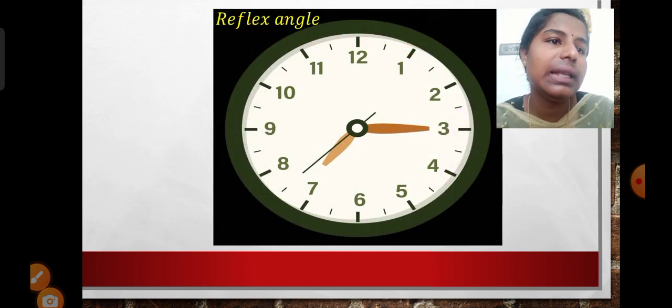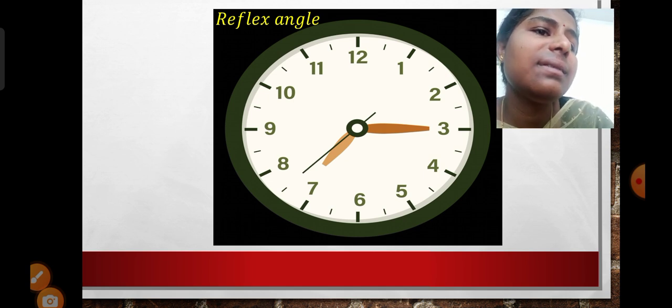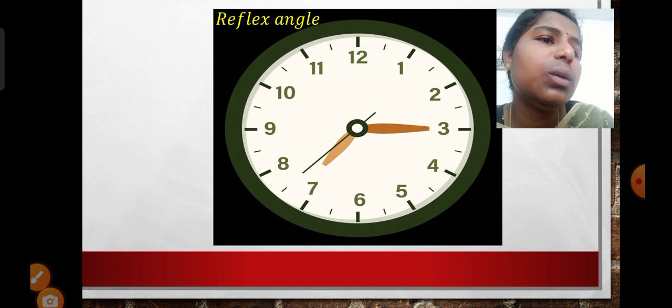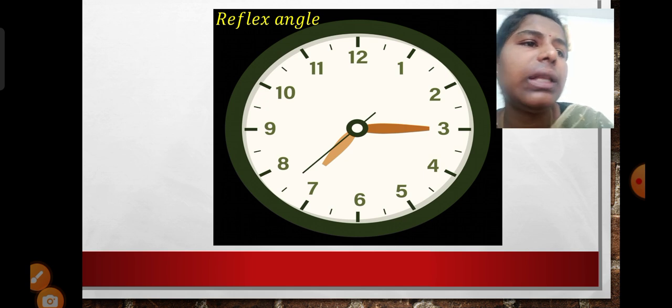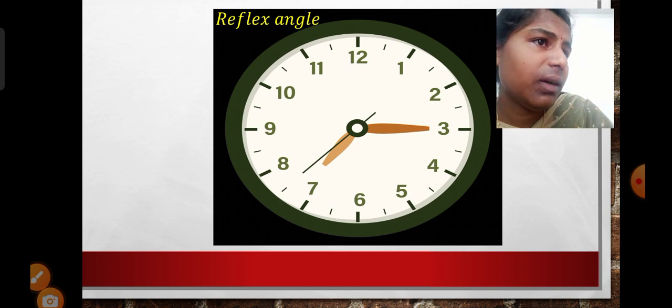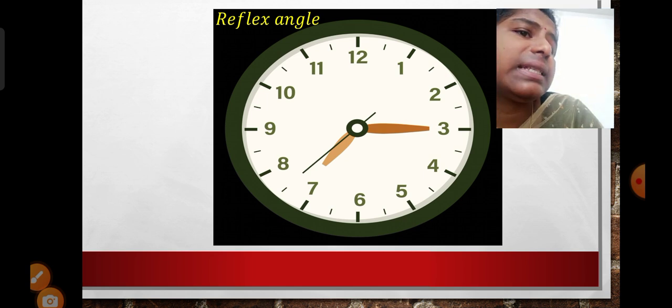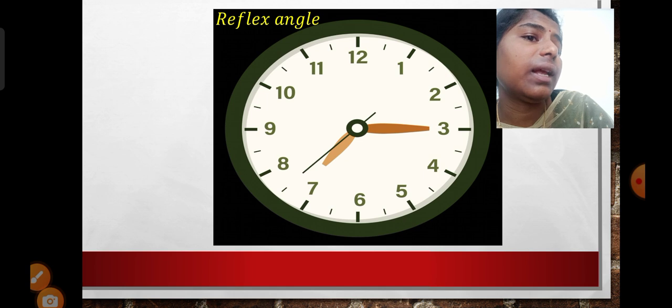So see one example in the clock. The big line is at 3 and the small line is at 7. So that is less than 360 degrees, greater than 180. Because if the small line is at 9, we can say it is a straight angle, 180 degrees. And it is exceeding 180 degrees, greater than 180 degrees. Again it is bending down. So that is a measure.